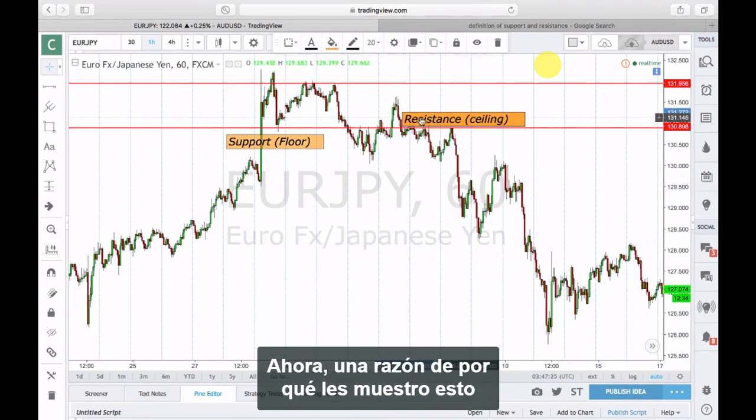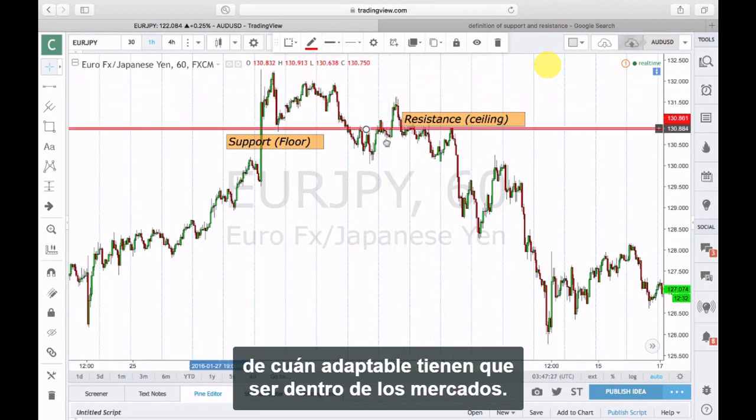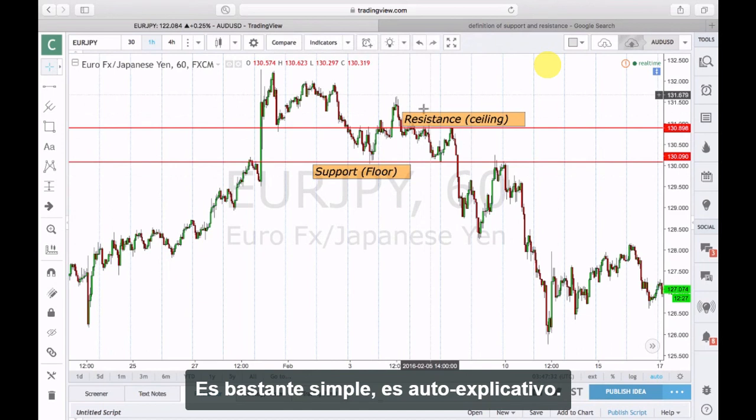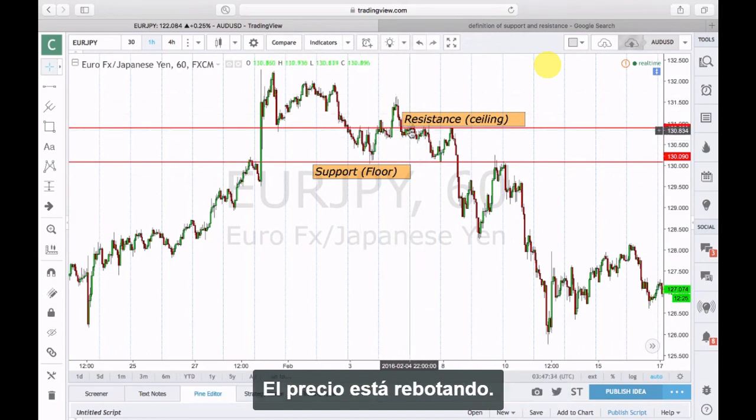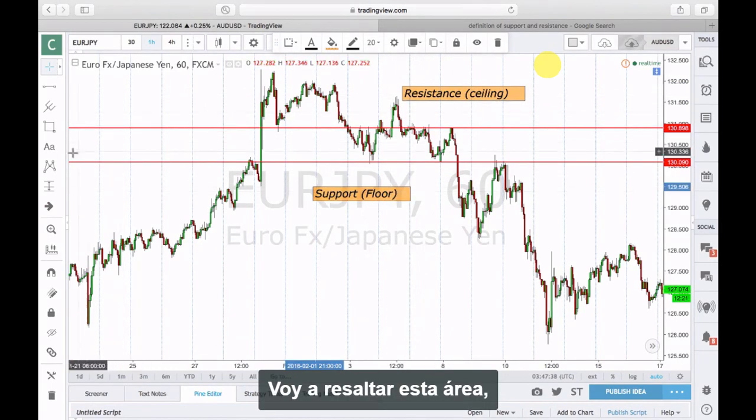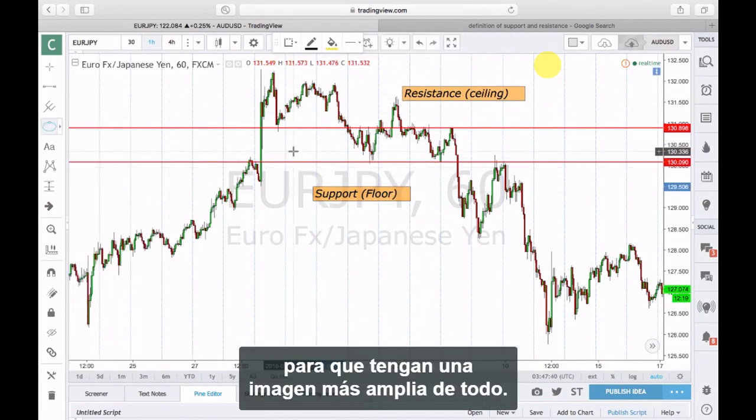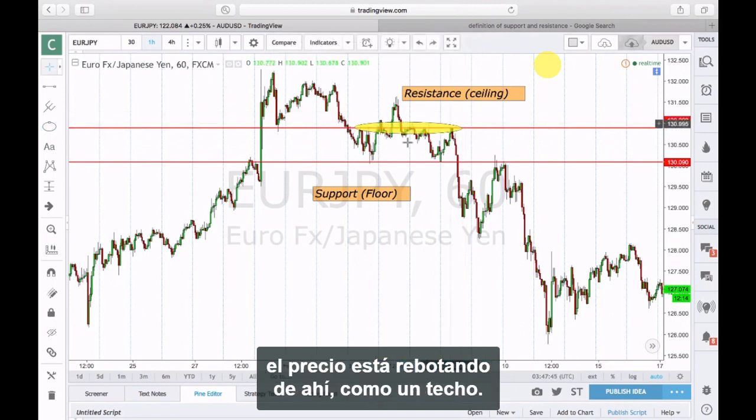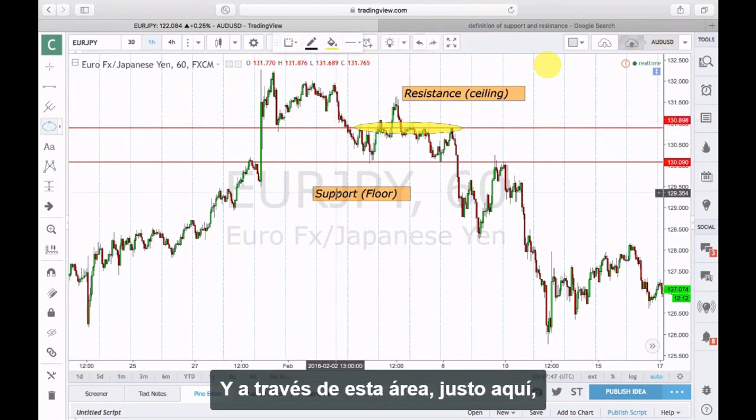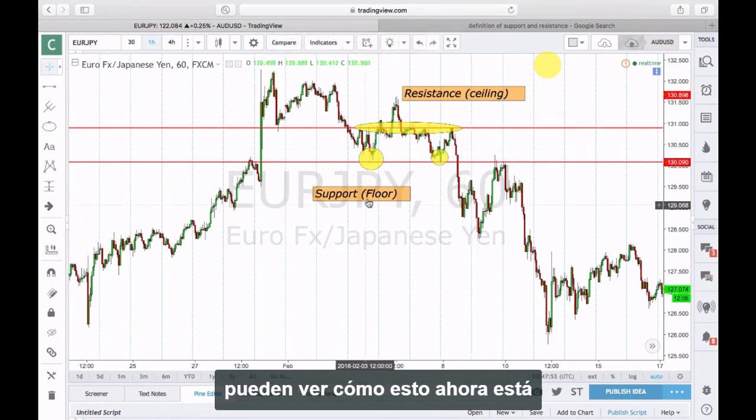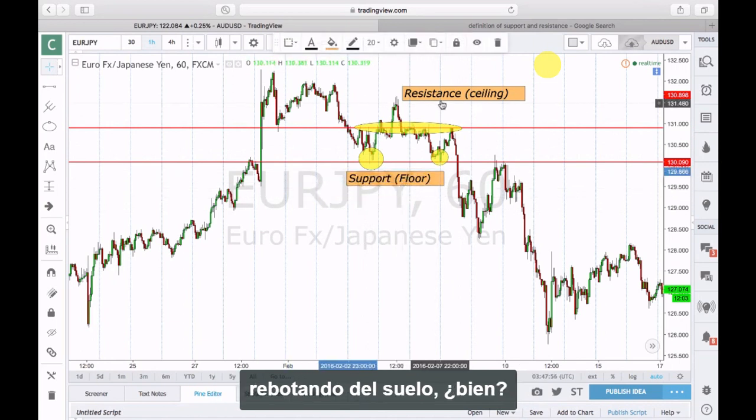Now, the reason why I'm showing you how adaptive you have to be within the markets is pretty simple, it's self-explanatory. Price is bouncing off, test, test. Look closely. I'm going to highlight this area so you get a bigger picture of everything. Throughout this whole area right here, price is bouncing off of it like a ceiling. And through this area right here, and this area right here, you can see how it is bouncing off of a floor.